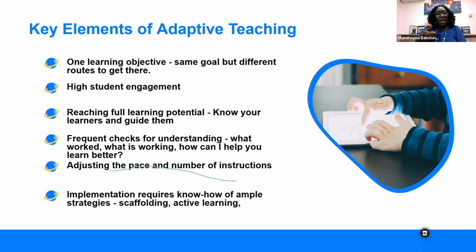so that every learner is involved, every learner understands. Then number two, high student engagement. Because that's been tailored according to their needs and their skill sets, the students are involved. You have their buy-in. Then your focus is for each learner to reach their full learning potential. You don't want to leave some behind and run ahead with others. So you know your learners and you guide them.